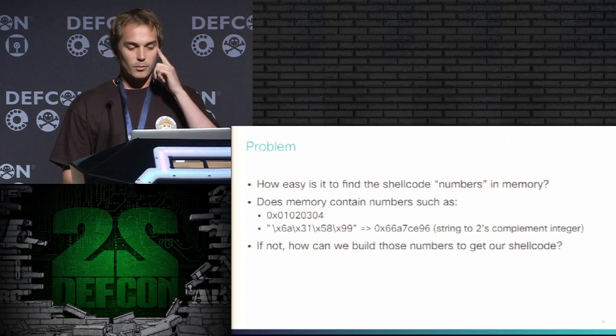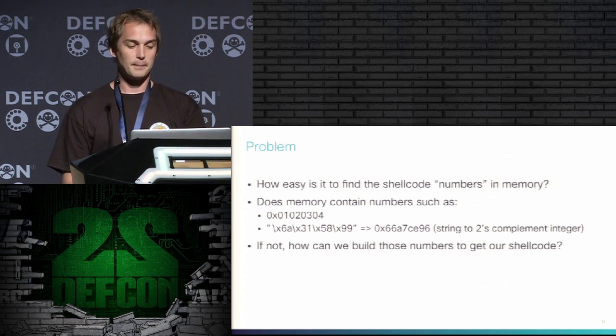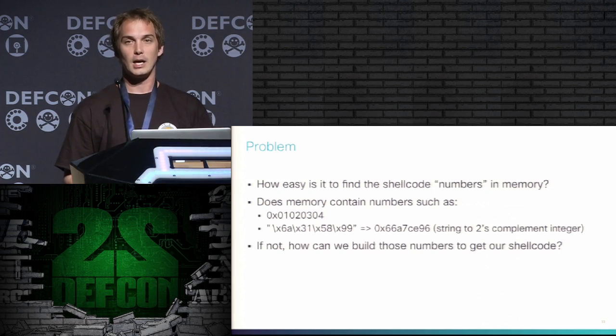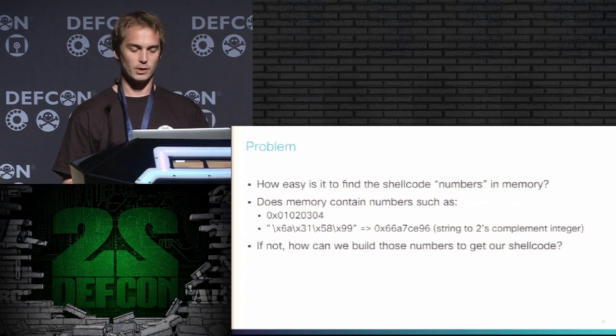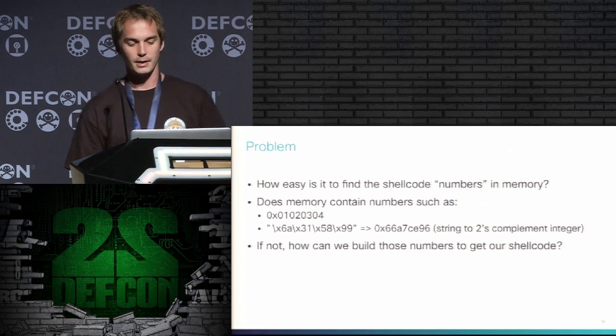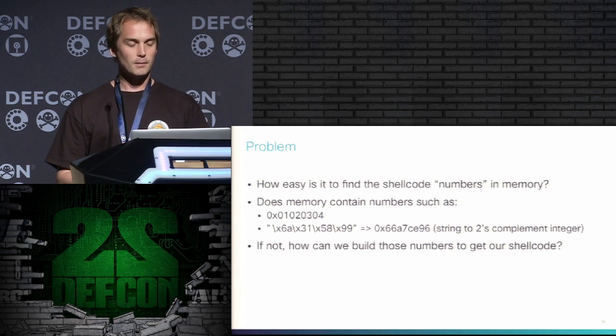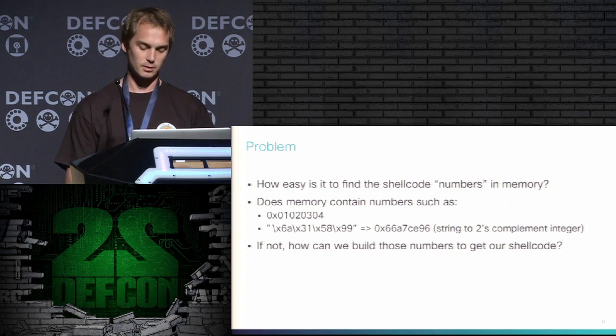So now it comes to the problem of how easy it is to find shellcode numbers in memory. If you take your shellcode and look at it as a bunch of numbers, they're actually pretty high numbers. If you look at the example I've put there, 6A, 31, 58, 99, and you just take the string as an integer with two's complement, it ends up at 66, A7C, 96, which is a pretty high or negative number. But we're relying on the fact that it will be in memory and that we can copy it. What happens if it's not?